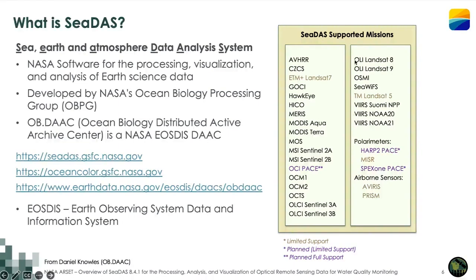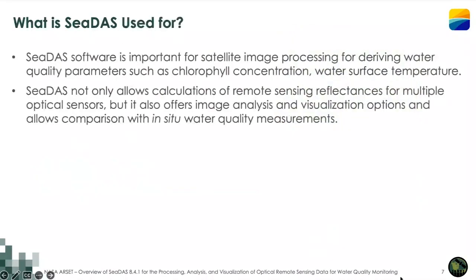and also Landsat OLI. And what is SeaDAS used for? It's an important software for satellite image processing, specifically for deriving water quality parameters, such as chlorophyll concentration or water surface temperature, just to give you examples. SeaDAS also allows calculations of surface remote sensing reflectances, which are used for deriving water quality parameters. And these capabilities are available for multiple sensors, as we saw in the previous slide.